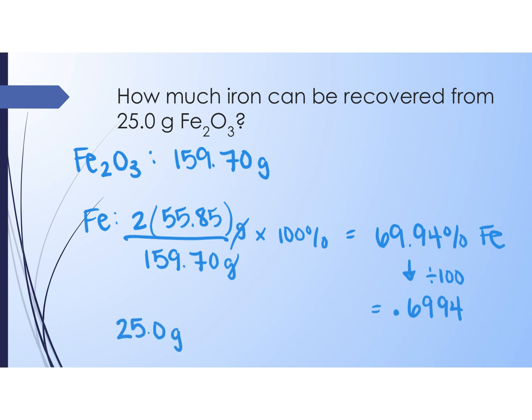So then now we can take our 25 gram sample and multiply it by 0.6994. And then when we do that, now what do we get for the answer? Okay, 17.49, round it so it's only 3 sig figs. Good. 17.5 grams of iron.